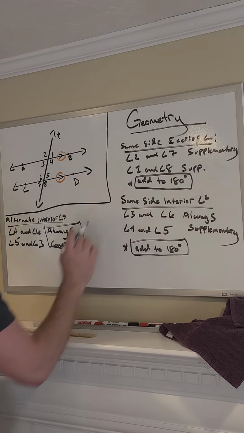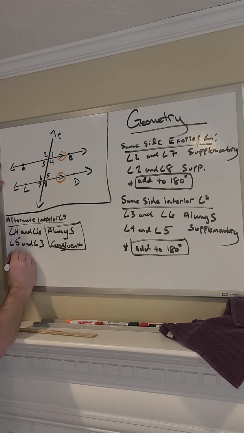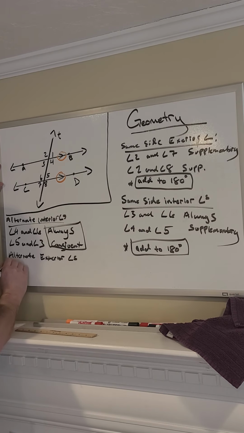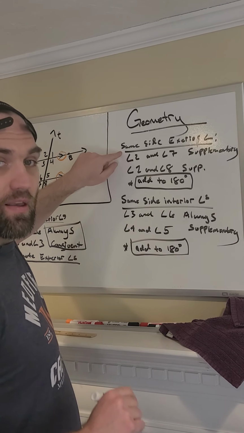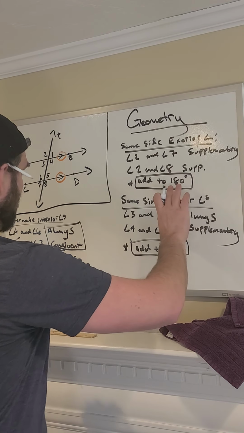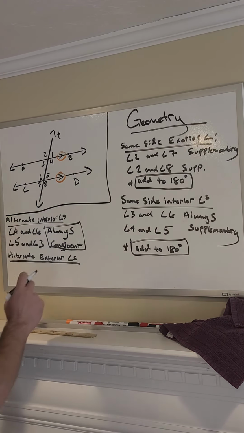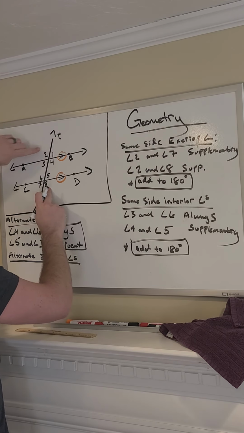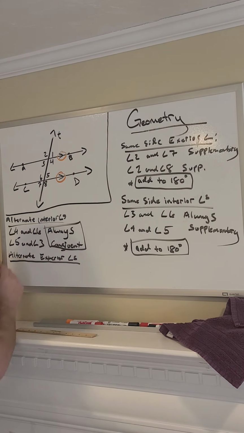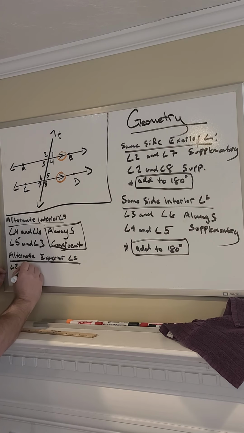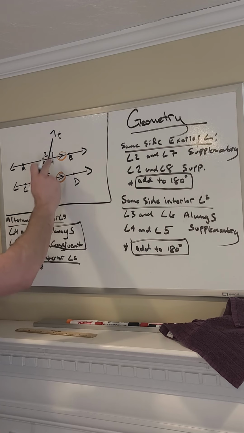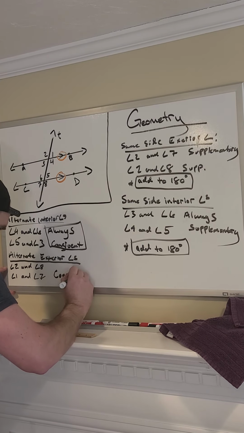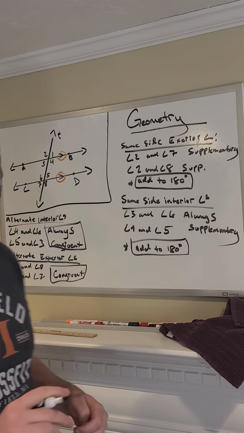And then we have my alternate exterior angles. And if we can kind of see a pattern here: same side exterior angles and same side interior angles are both supplementary. My alternate interior angles are always congruent. What about my alternate exterior angles? So I look on opposite sides of the transversal, and on the outside, so I have 2 and 8 and 1 and 7. And those are also going to be congruent. Angle 2 and 8, and angle 1 and angle 7, I'm going to put congruent. And that just means equal to once again.